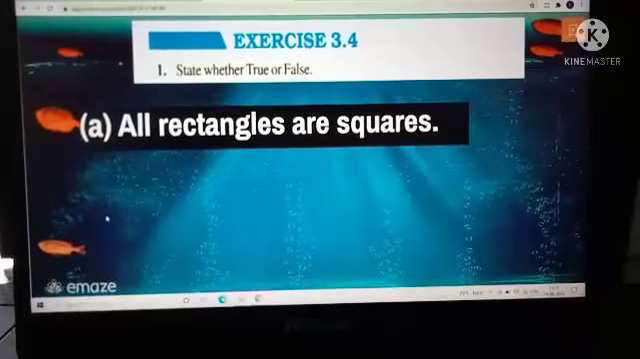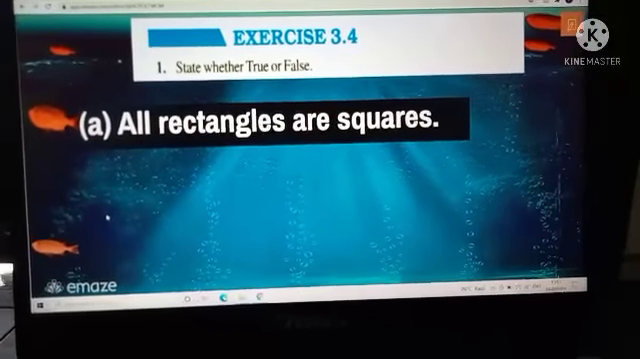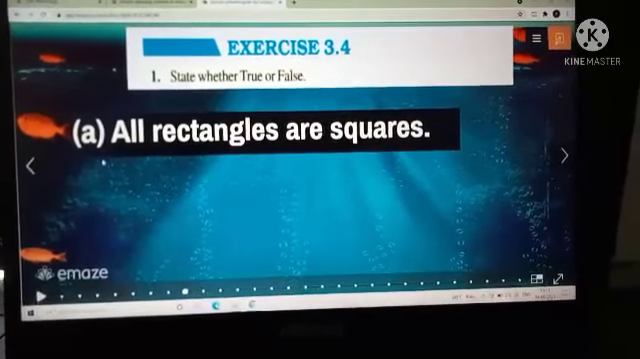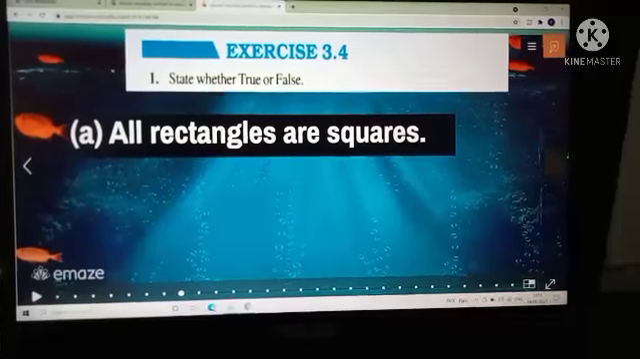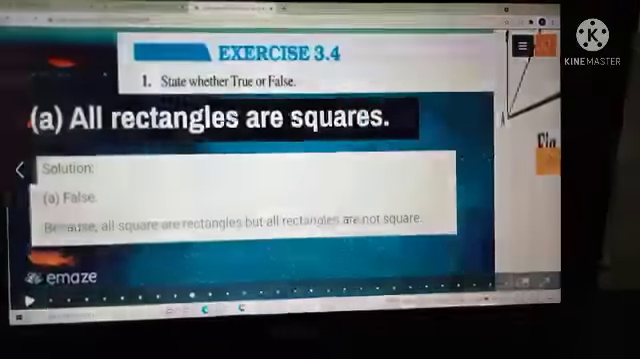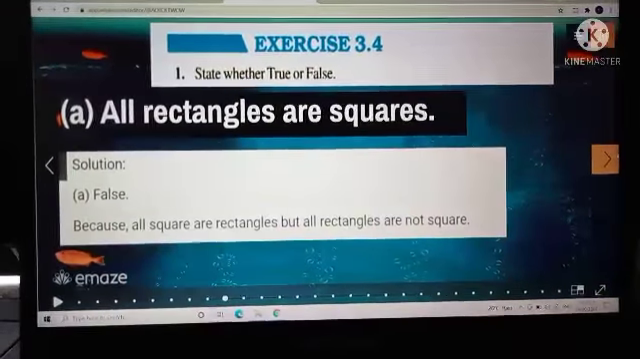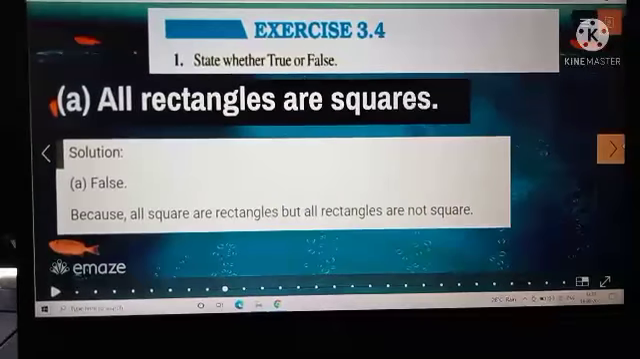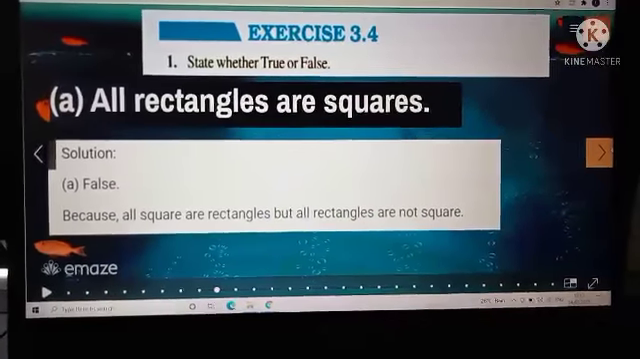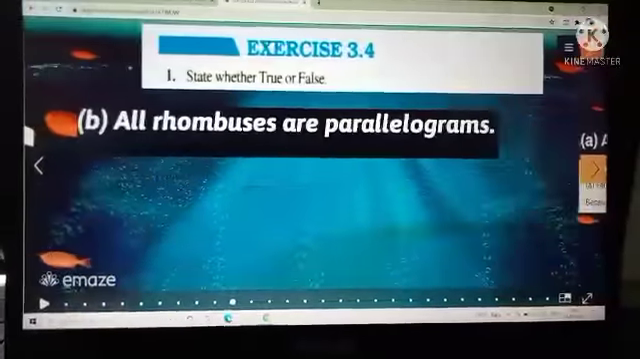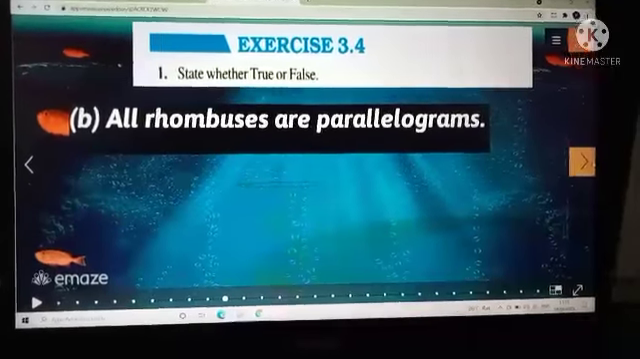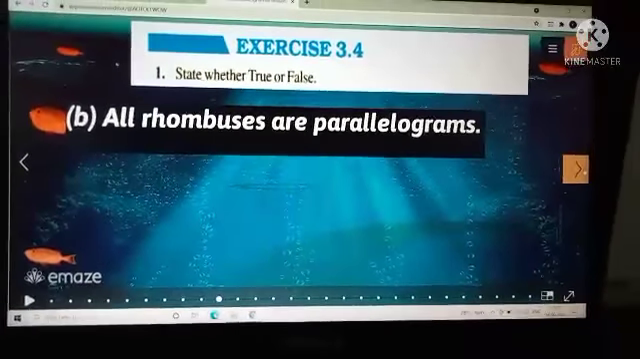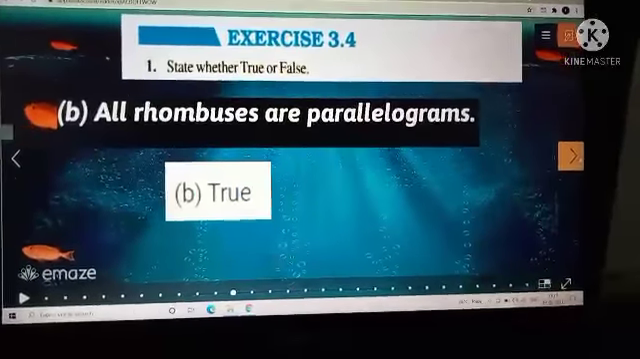Exercise 3.4. State whether true or false. First question. All rectangles are squares. Solution is false, because all squares are rectangles but all rectangles are not squares. All rhombuses are parallelograms. Is it true? Is a rhombus a parallelogram? True.